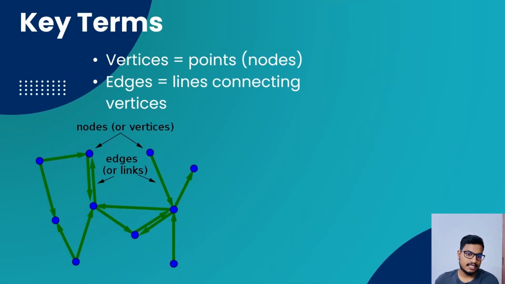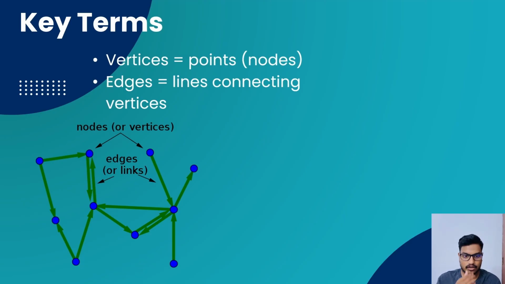Next, key terms. Let's go over some basic terms. Vertices are the points or nodes. Edges are the lines that connect these vertices. These two are the building blocks of any graph.